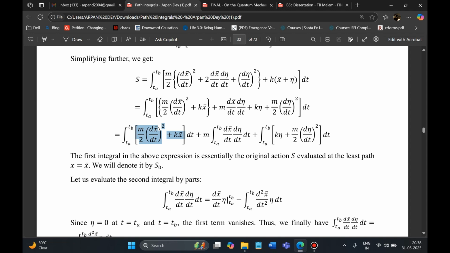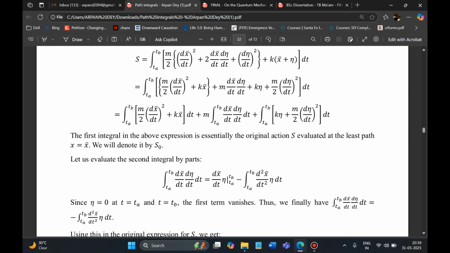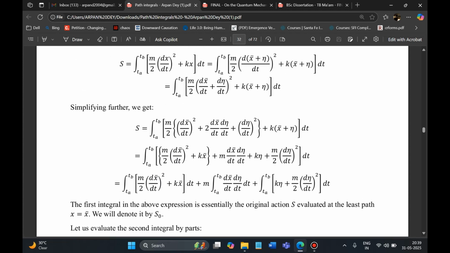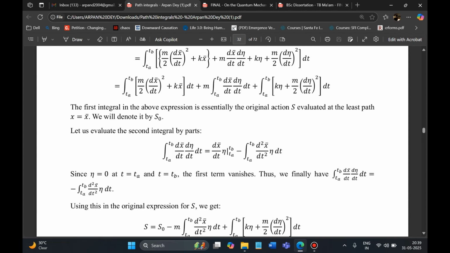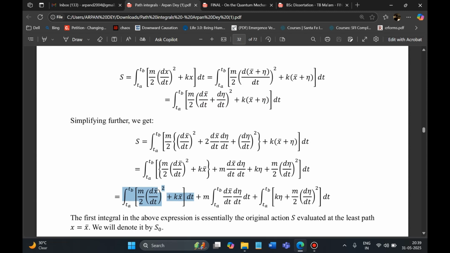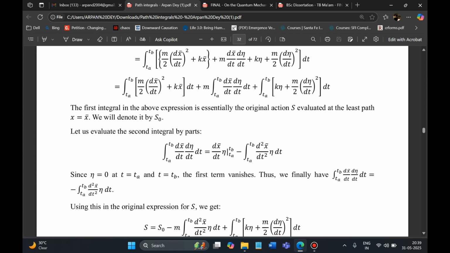Now this expression right over here, I'm talking about just this term in terms of x bar. You write it separately, and write this separately, and this separately, nothing much. Now this first integral is essentially the original action S evaluated at the least path x equals x bar. The original action had, inside the time integral, m over 2 dx dt whole squared plus kx. Here also we have m over 2 dx bar dt whole squared plus kx bar. So this is nothing but the original action with x equals x bar. Since it's the path corresponding to the least action, we can write this as S naught, the least action.